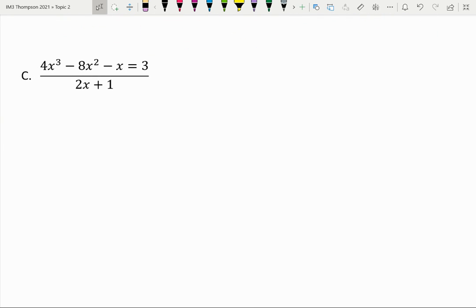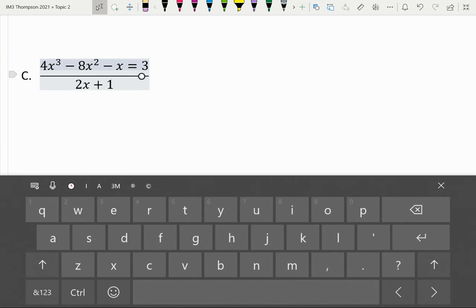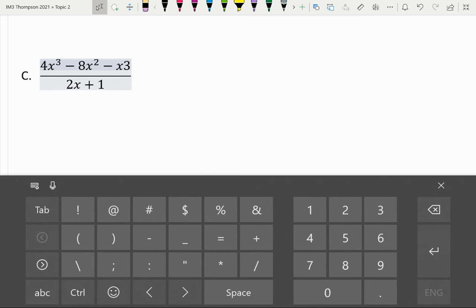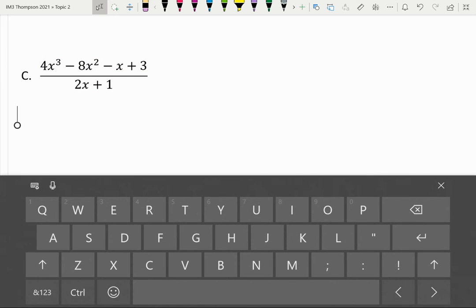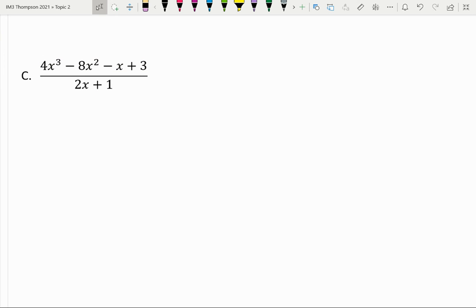Ooh, there's a typo in this one too. Should be a +3. That problem should have read 4x cubed minus 8x squared minus x plus 3, all divided by 2x plus 1. I'm going to start you off, and then I'm going to ask you to finish the problem again.